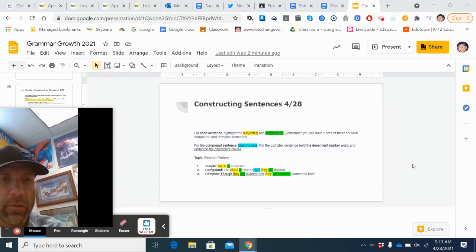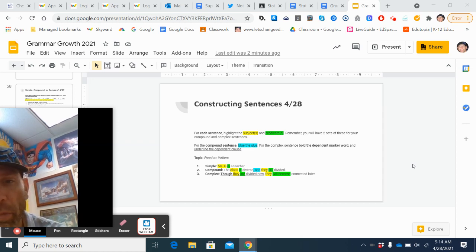Right, good morning, guys. Okay, so this morning I asked you to construct a couple of sentences, a simple, a compound, and a complex. Here are my examples, all right? Of course, your examples will be a little bit different. However, they should look similar in terms of the colors that are represented here. And then also they should be about the movie Freedom Riders to some degree. That was our shared topic, all right?